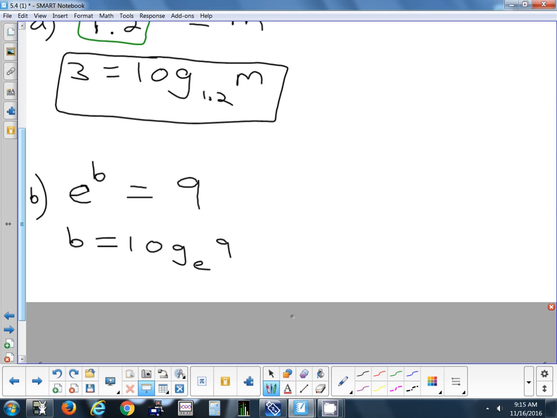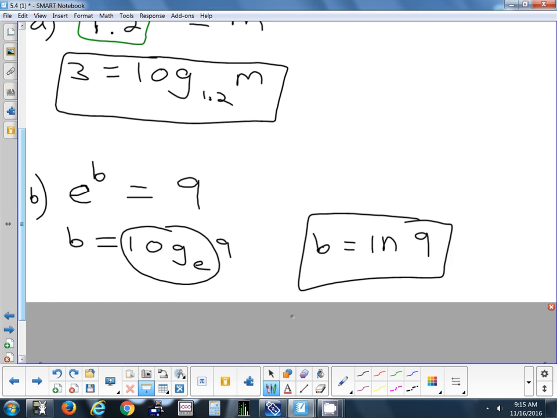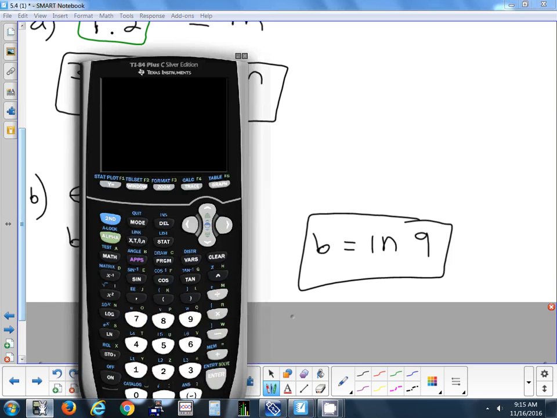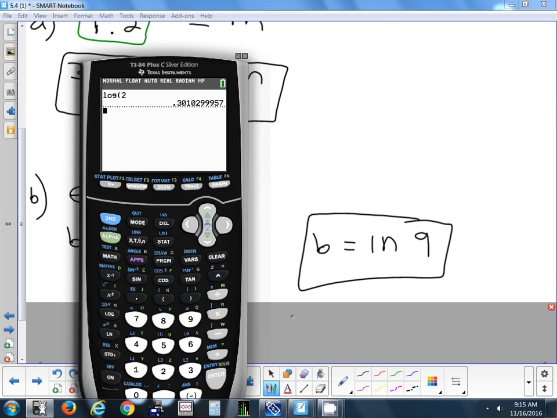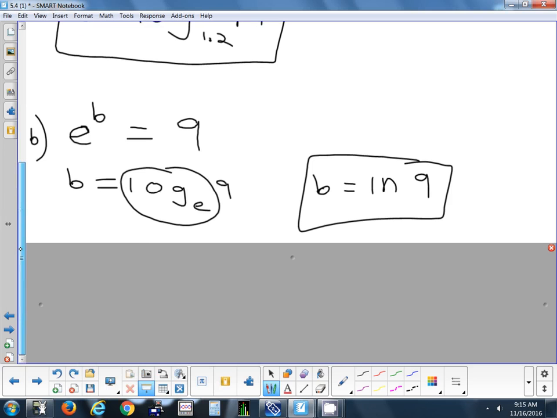Isn't it ln? Right, I can change this to ln. So this one is saying b equals the natural log of 9. And that's something you could type in on the calculator. If you wanted the decimal answer, you could just take the natural log of 9, and it's about 2.2. And that's what B would be, if they wanted a decimal. Okay, any questions on that one?